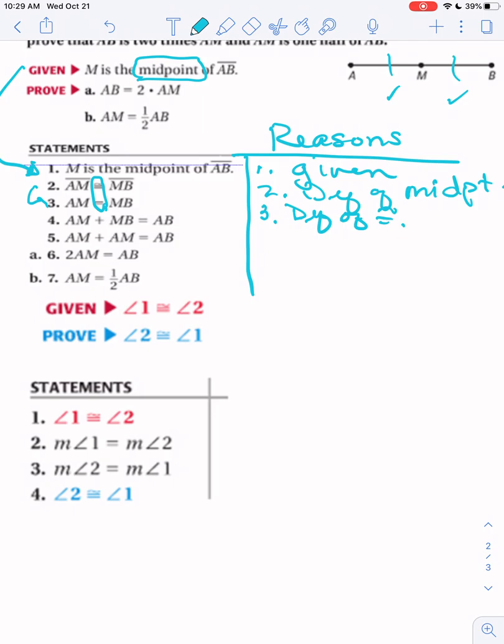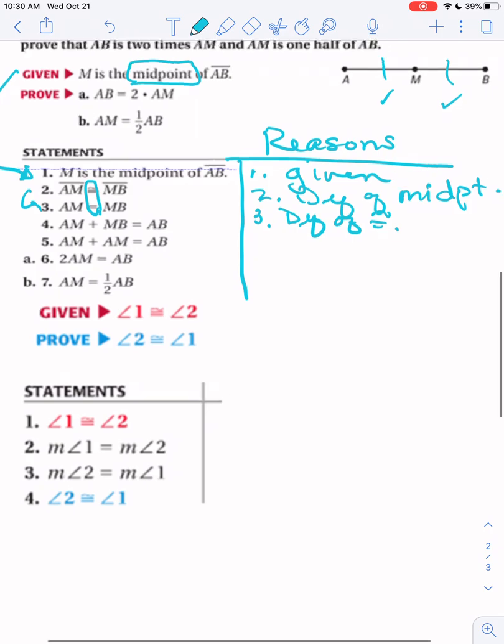Step 4 says that AM plus MB equals AB. We've never talked about AB before in our previous steps, so I don't think that came from steps 2 and 3. So I'm going to go back to my diagram.